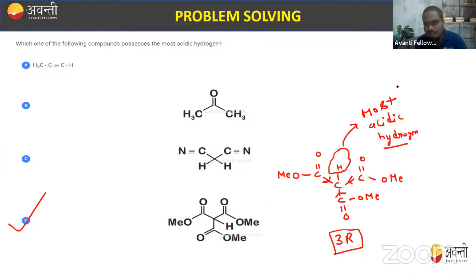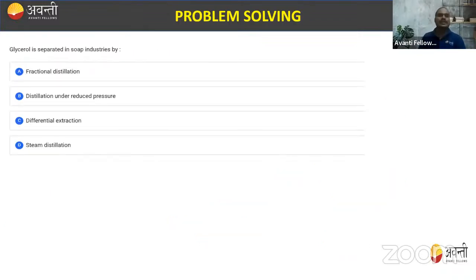Everyone got it? Or any kind of doubt you can ask फटाफट. चलो, I hope everyone gets it. चलो. Now, glycerol is separated in soap industries by. So, out of these four methods: fractional distillation, distillation under reduced pressure, right? And differential extraction and steam distillation. You have to tell.